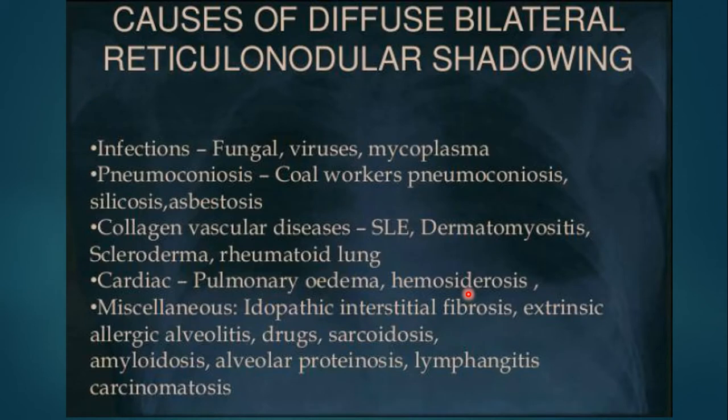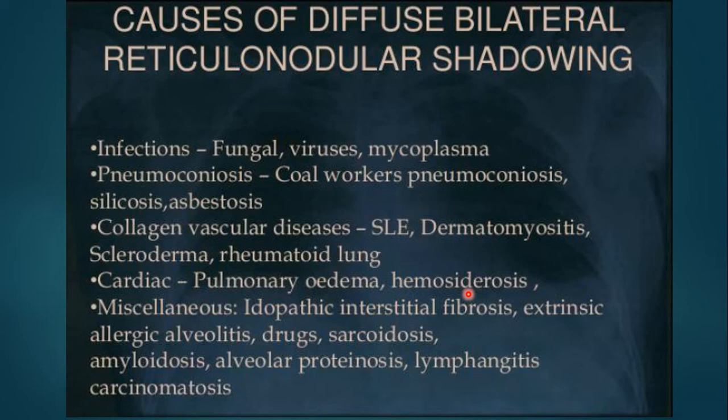So, what are the causes of diffuse bilateral reticulonodular shadowing? As residents, I expect you to memorize these because they are important and they are common and we see them in everyday practice. The causes include infections like fungal, viruses, mycoplasma, etc. Pneumoconiosis, like coal worker pneumoconiosis, also silicosis and asbestosis.